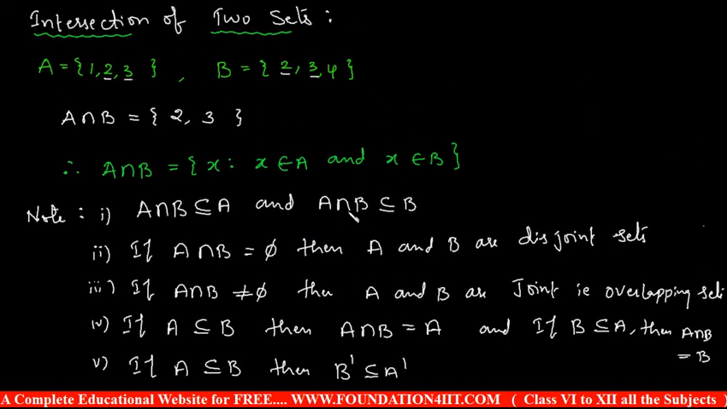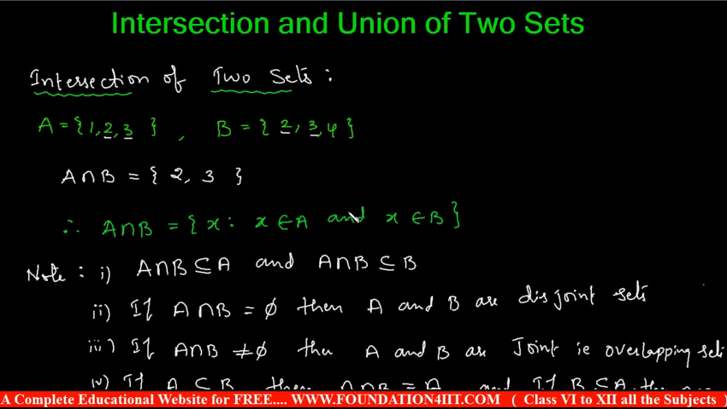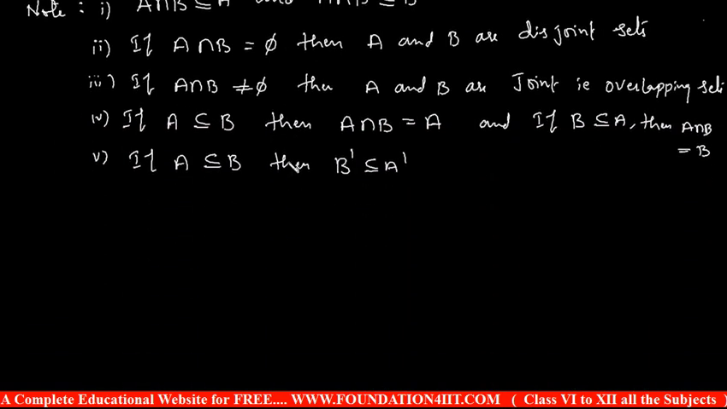These are the important points in the intersection of two sets. Next, let us see the union of two sets. Intersection is only the common elements, right? And now the union of two sets.